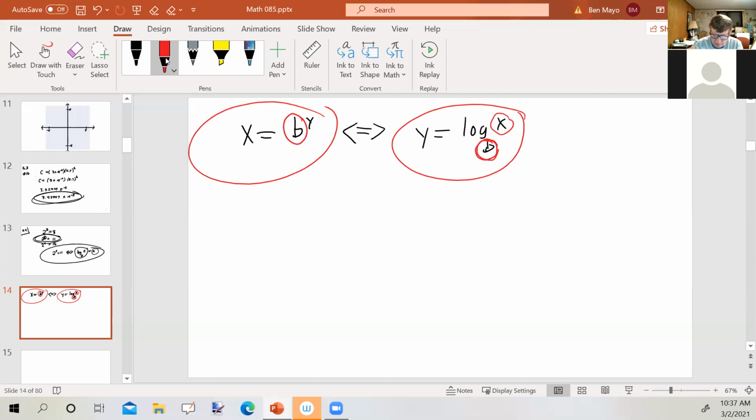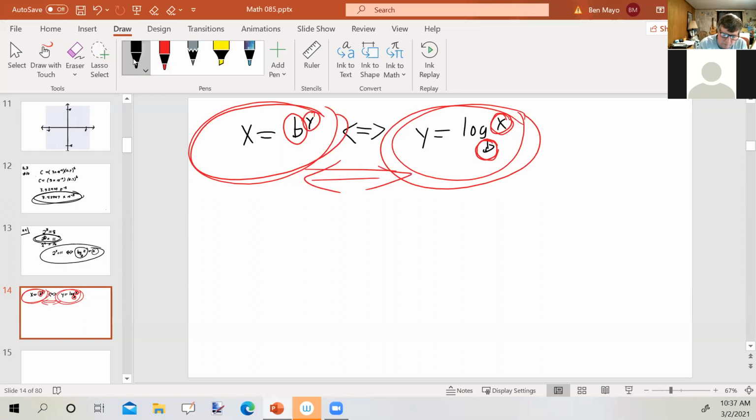Okay, now going back to the exponential form, here we have y as the exponent connected to the b. In the logarithmic form, we have x. It is connected to the b, but it's not b to the x power. It's log base b of x. But what I want to talk about now is a way that I remember how to go back and forth between these two forms.